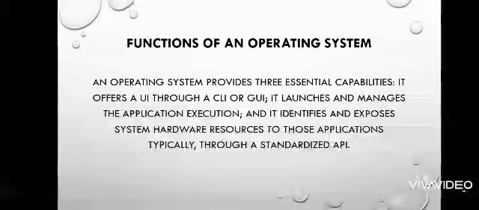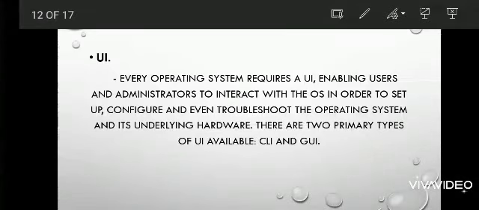Every operating system requires a UI, enabling users and administrators to interact with the OS in order to set up, configure and even troubleshoot the operating system and its underlying hardware. There are two primary types of UI available, the CLI and GUI.